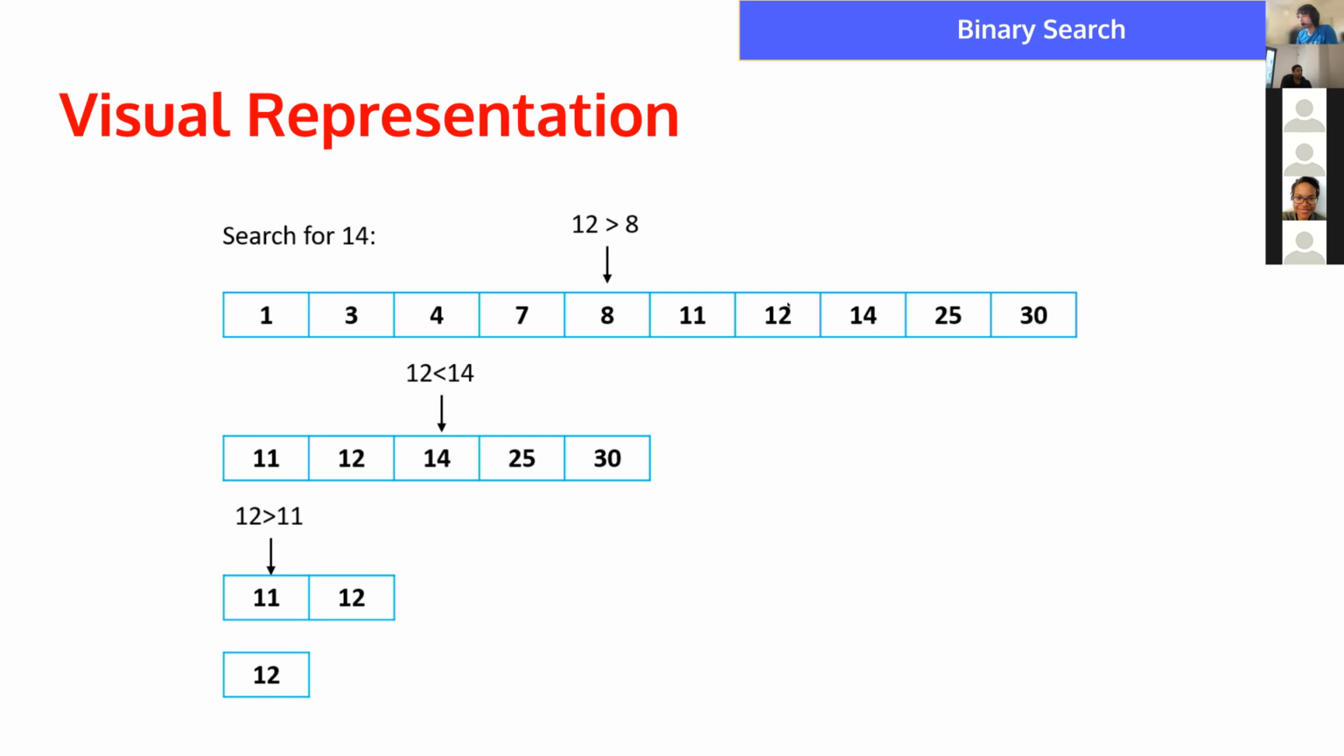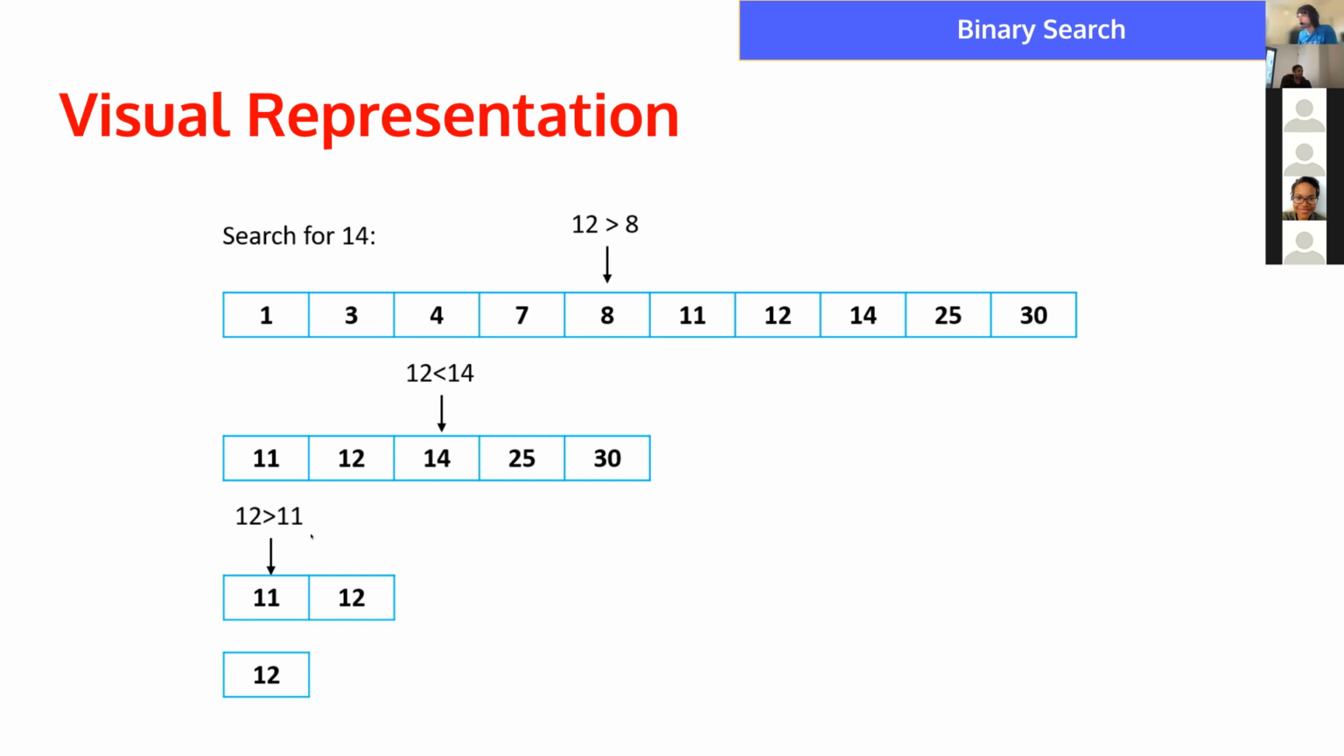larger numbers. So now when you look at the second step, we're only looking at 11, 12, 14, 25, and 30. Now we can just repeat that same action, go to the middle number, see it's 14, and say that, oh, we're actually looking for a number smaller than 14, because we're actually looking for 12, not 14. And so when you look at that, we get these two. Then we have 11 and 12. So we're going to try to go to the middle number again.